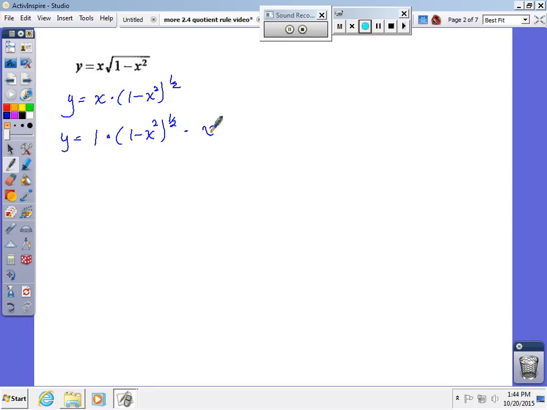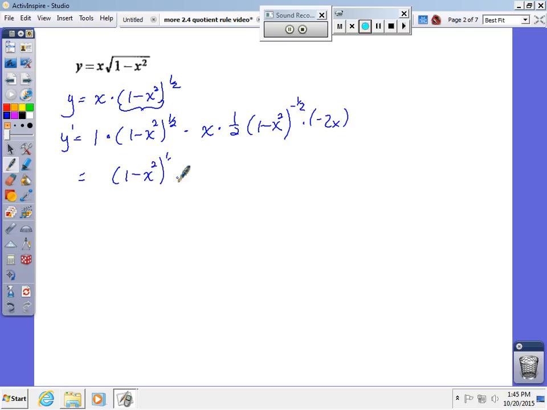Now it's the derivative of the second, which is a chain rule. So bring the half out in front, leave the inside alone, subtract 1 from the exponent, and then times the derivative of the inside, which is a negative 2x. Alright, it's y prime.